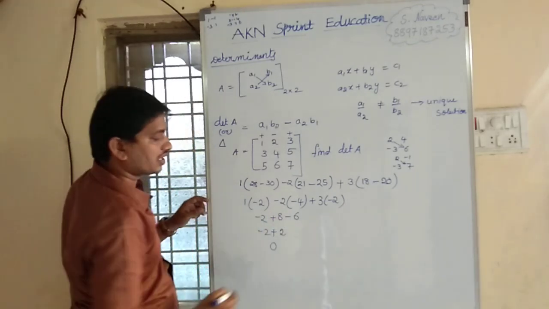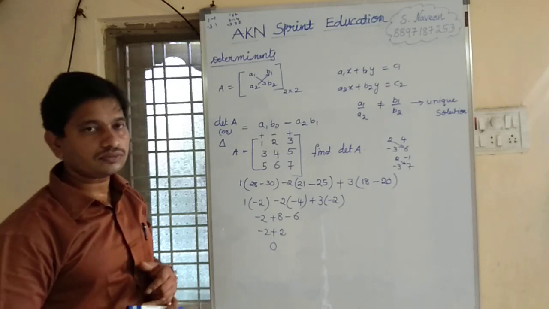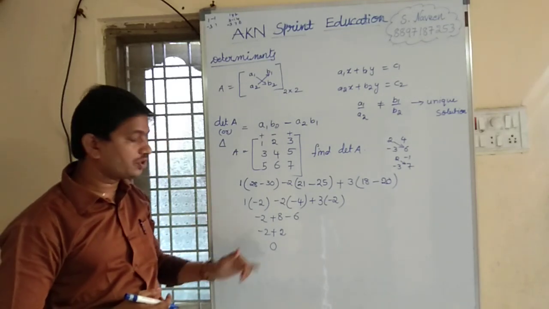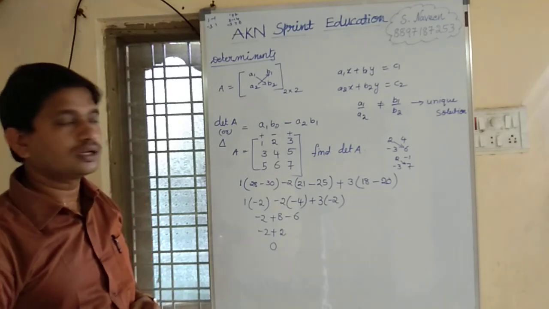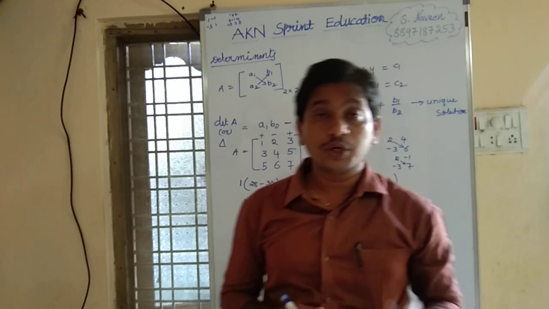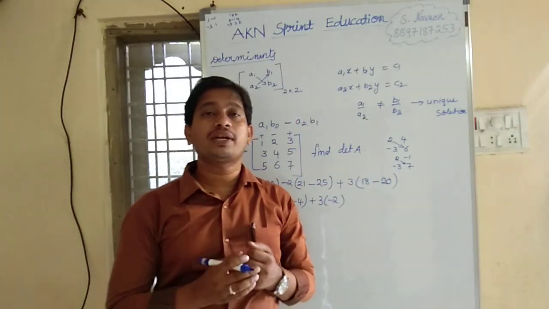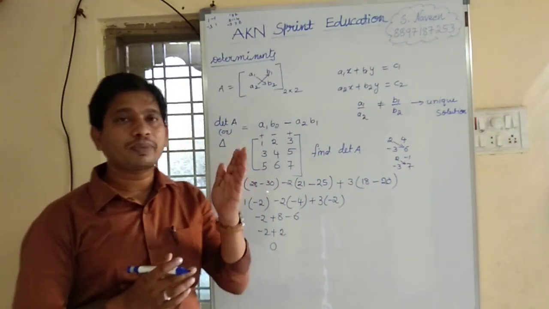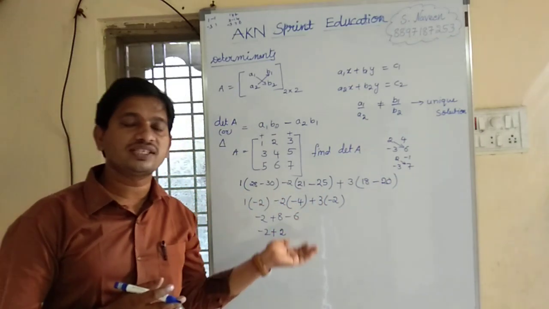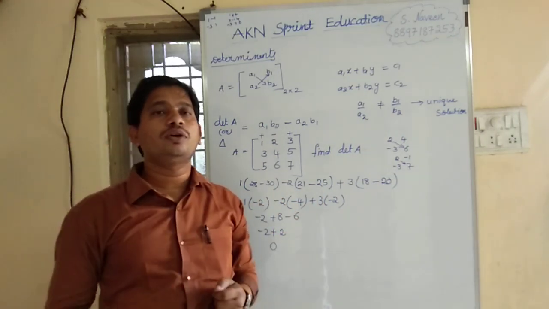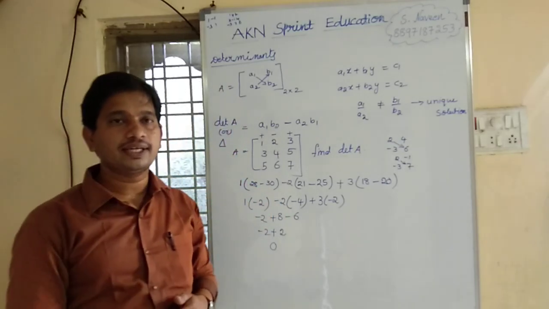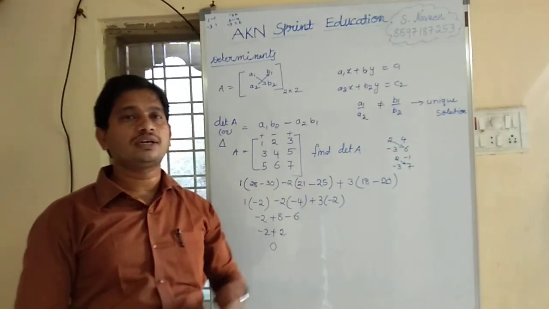2 minus 2, how much, children? 0. Okay, we got that A equal to 0. So in this way we can find the determinant of a 2 by 2 matrix and a 3 by 3 matrix. Children, only if you practice can we do these sums. For listening it will be easy, but when we are doing them, you will not get it, children. Once you practice, then only we will get the concept of these determinants.